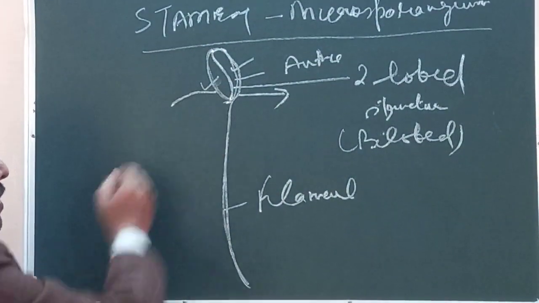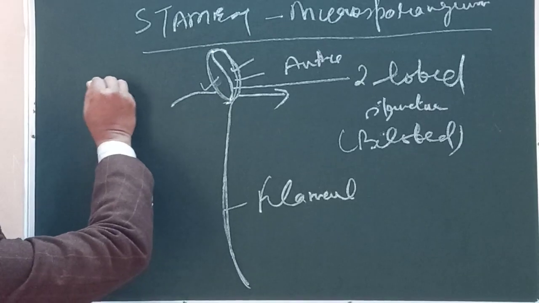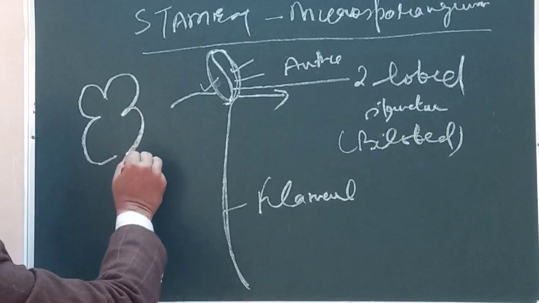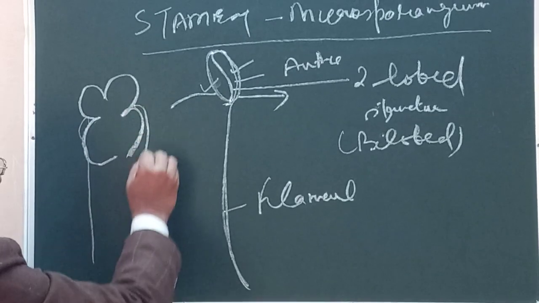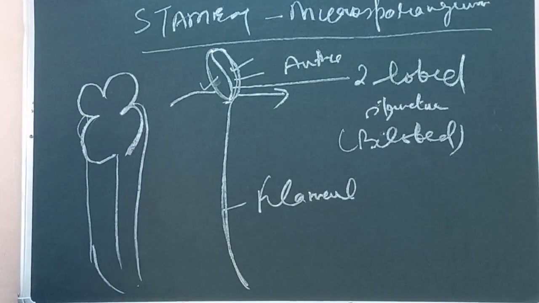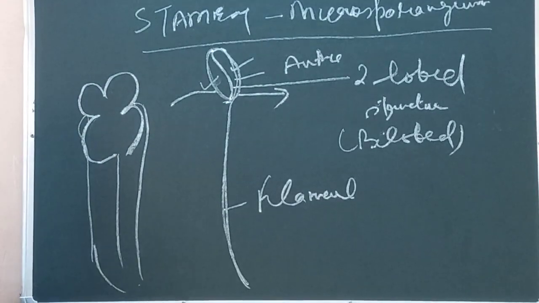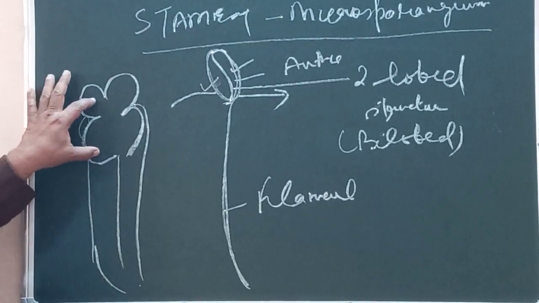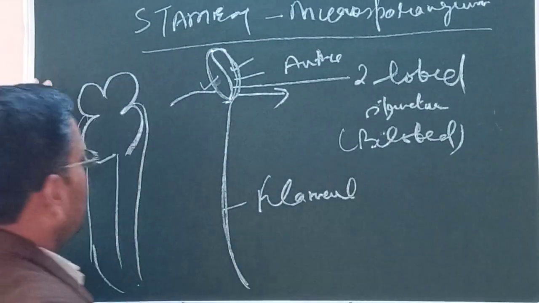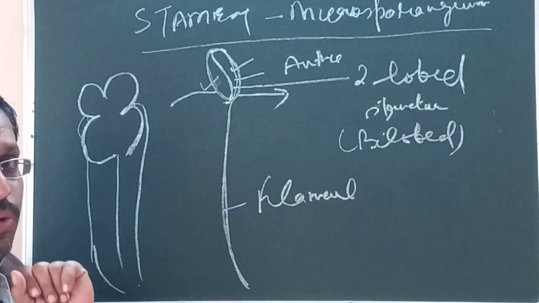When we take a transverse section of the anther, we find four chambers: 1, 2, 3, 4. Two chambers are located in each lobe. So there are four chambers in two lobes.